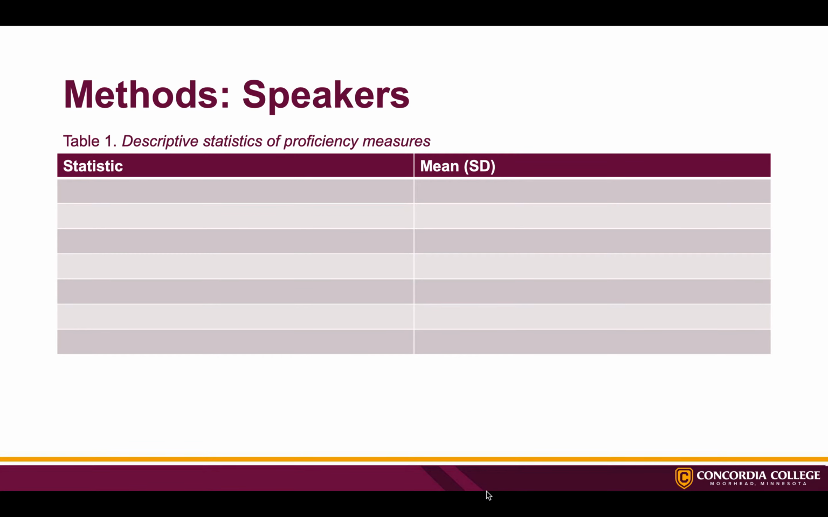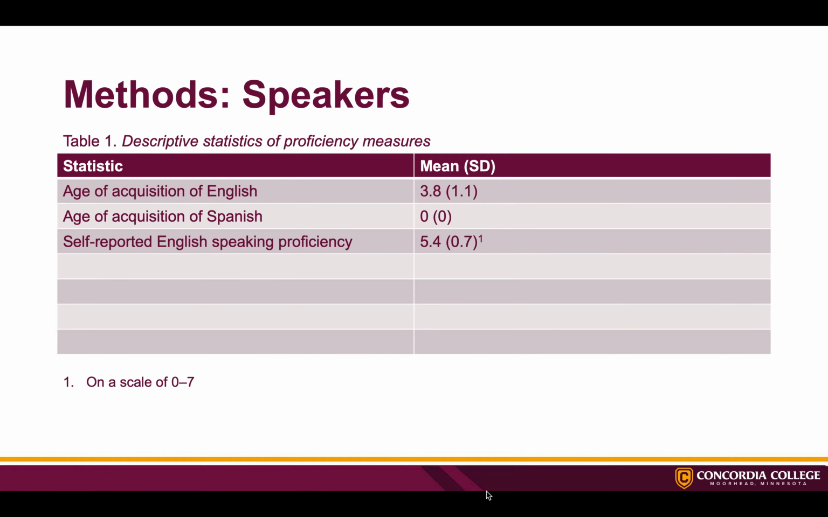We obtained various scores of proficiency. The first being their age of acquisition of English. It was reported around a mean value of 4 years old when English was acquired, and they all reported having learned Spanish from birth. The speakers reported that their speaking proficiency in English was 5.4 on average on a scale of 0 to 7, with 7 being very good, and 4.2 for Spanish.